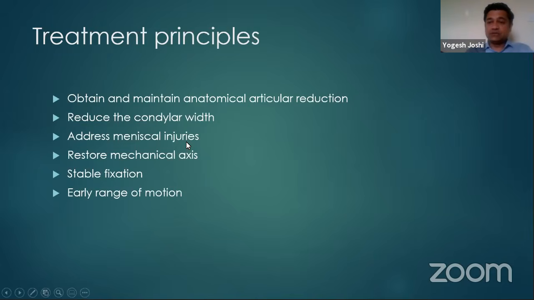You have to address the meniscal injuries. If you see a meniscal injury at the same time, it's difficult if there is a medial-sided meniscal injury, because access to the medial meniscus is quite difficult with open approaches. Restore the mechanical axis. It's quite important because if it's in varus, that will lead to arthritis and instability. Same with the lateral side. If you haven't reduced the articular depression, it can lead to valgus and lead to instability, giving way sensations. So restoration of the mechanical axis is quite important.